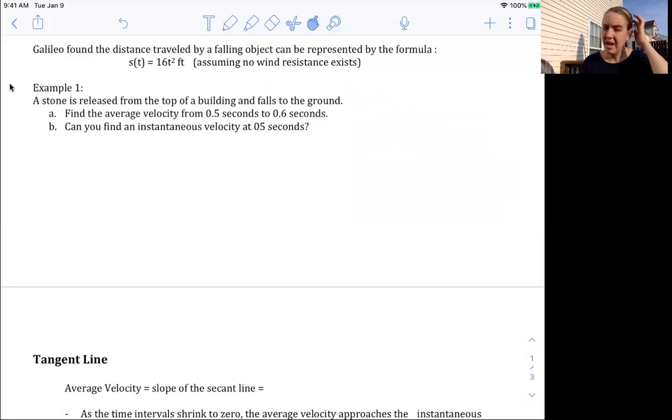So example 1. The stone is released from the top of a building and falls to the ground. Find the average velocity from 0.5 seconds to 0.6 seconds. And can you find the instantaneous velocity at 0.5 seconds? So my notes should have a little 0.5.